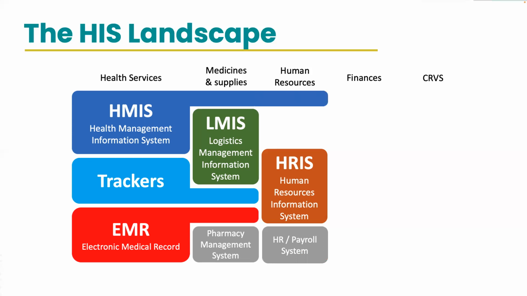And like medicines and supplies, your HMIS might collect some data about human resources. But again, this will usually just be something like total numbers for key types of health worker. In other words, very, very simple HR data, not the comprehensive data sets you get in an HRIS.